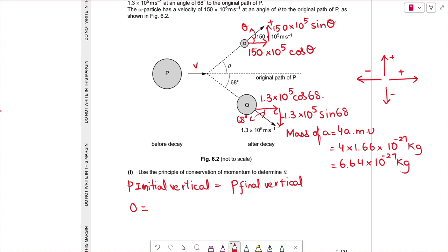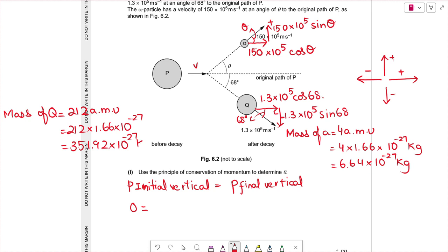Similarly, let's find out the mass of Q. The nucleon number of Q is 212 AMU. So if we multiply 212 with 1.66 into 10 to the power of minus 27, we get 351.92 into 10 to the power of minus 27 kg. Now let's find out the momentum of the alpha particle first.